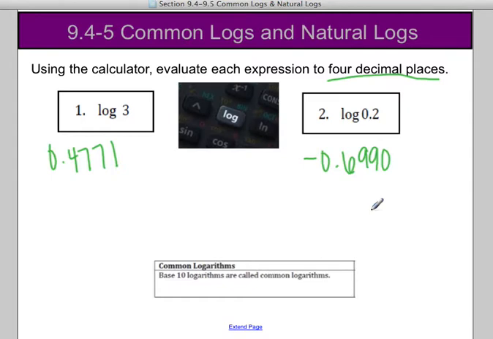So the common log is a base 10 log, and they are called common logs. Base 10 is your common log. Remember when we wrote things like this? This was base 3. We are talking about the common log today. So if I just write log of x, they don't write the base because it's the common log. It means it's base 10. Just something to keep in mind.